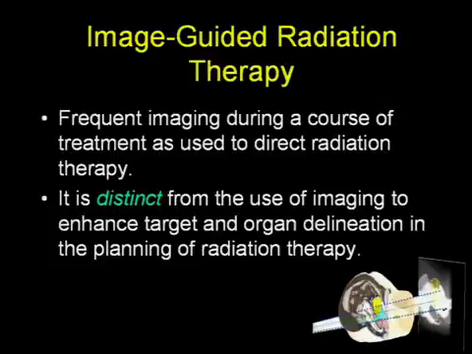Image-guided radiation therapy is defined as the frequent imaging of the patient during a course of radiation therapy, and using these images to direct the beams towards the target. It is distinct from the use of imaging to enhance target and organ delineation in the planning of radiation therapy. So in IGRT, we make images in order to verify the positional accuracy of the patient, not to be confounded with simulation imaging.